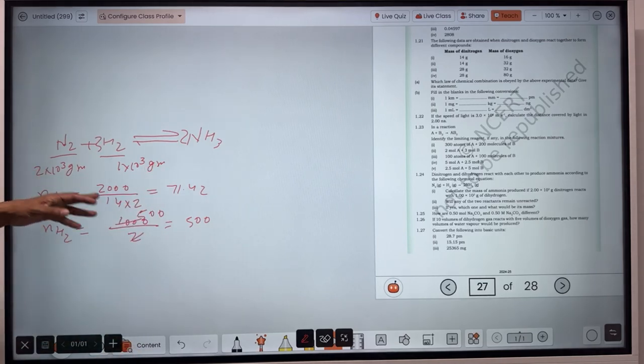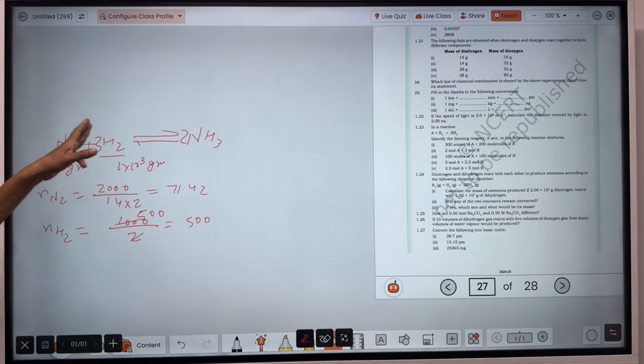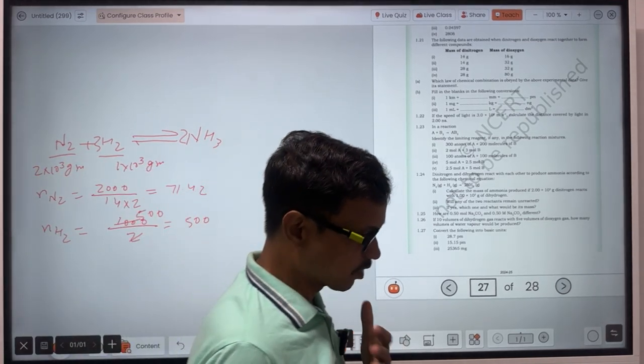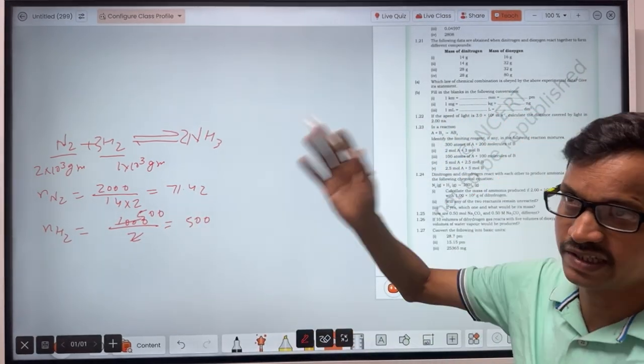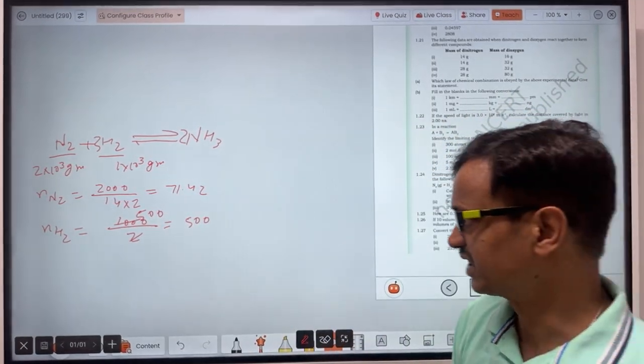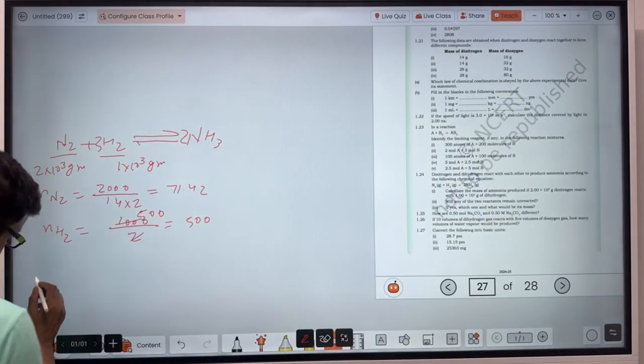The number of moles of nitrogen is 71.42 and the number of moles of hydrogen is 500. Now watch the reaction. 1 mole of nitrogen reacts with 3 moles of hydrogen. So that much moles of nitrogen will react with how much hydrogen? That you will have to calculate first. So what is that?